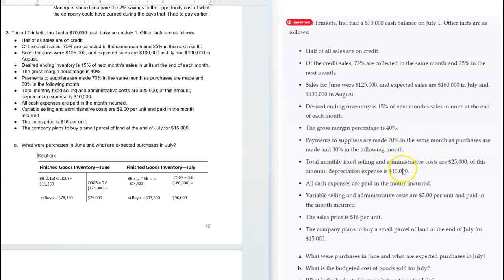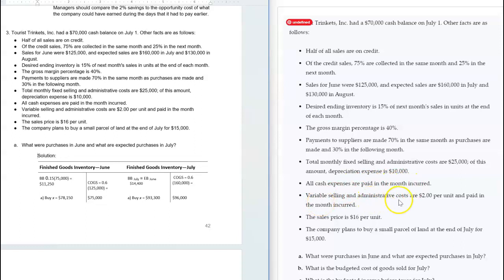Total monthly fixed selling and administrative costs are $25,000, and of this amount, $10,000 is depreciation. So if that $25,000 includes $10,000, then $15,000 is in cash, whereas depreciation expense is a non-cash item. You want to make a note of that someplace. All cash expenses are paid in the month incurred, obviously.